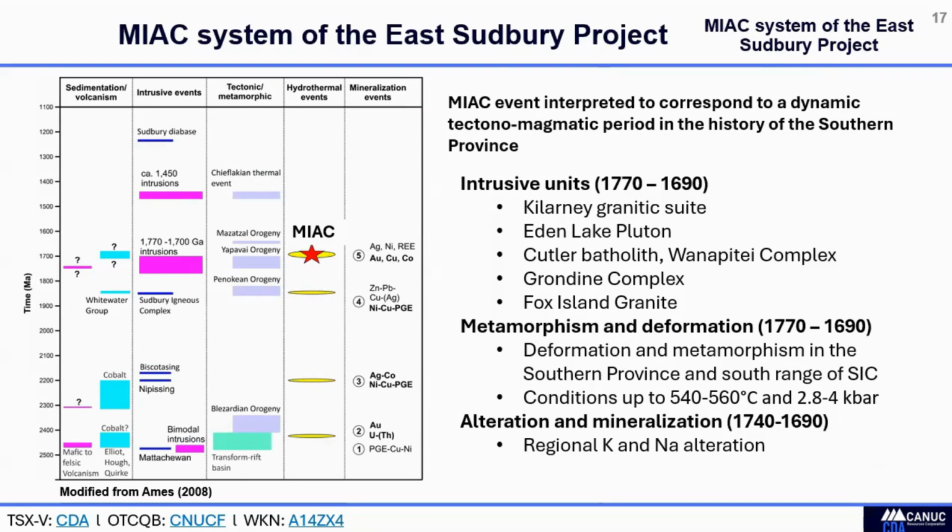This corresponds with the emplacement of many intrusive suites. It's an active tectonic environment, with an orogenesis, and there's a lot of metamorphism and deformation dated within that time period. There's also regional alteration, especially sodium metasomatism. So it will be around 1740 to 1690 million years ago that the MIC system would have developed in the Southern Province, based on the ages currently available in the literature.